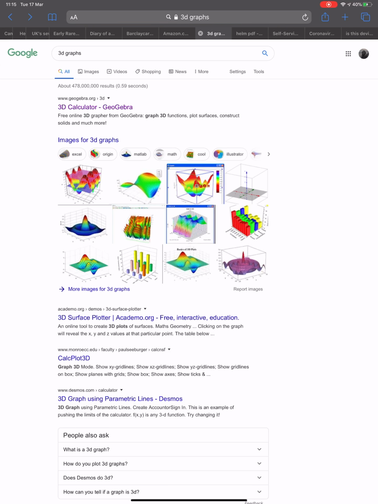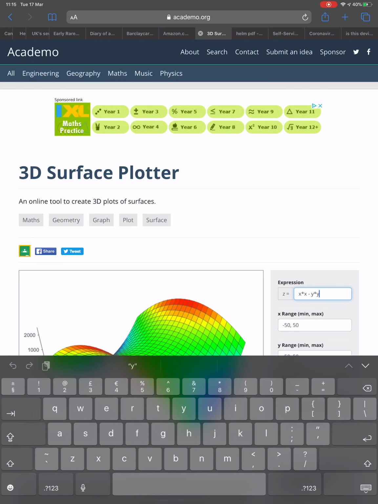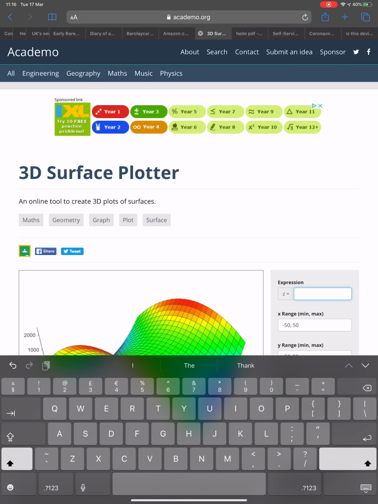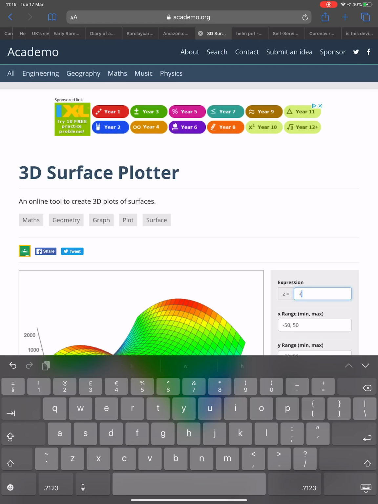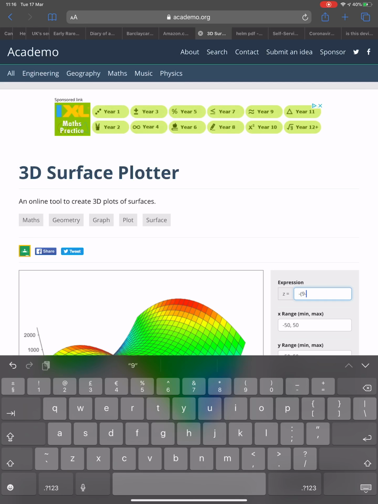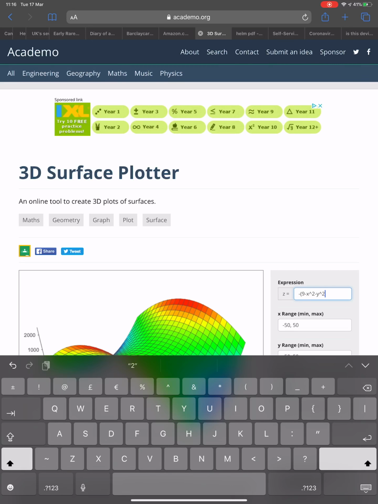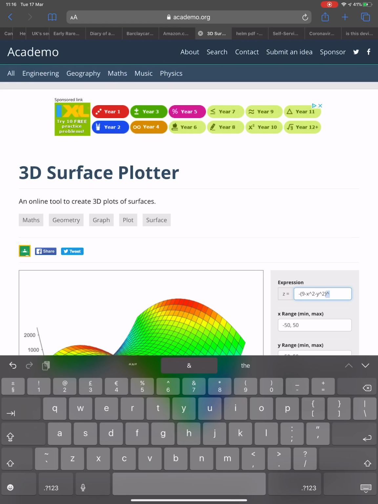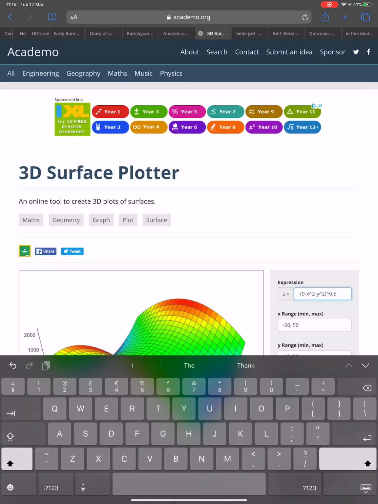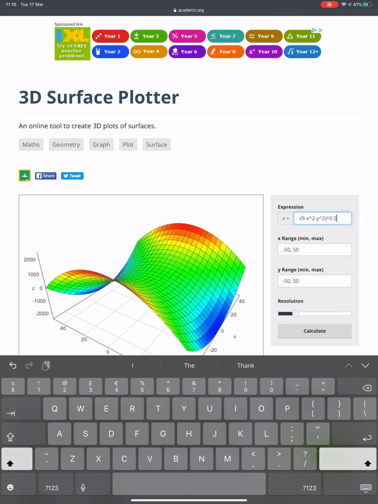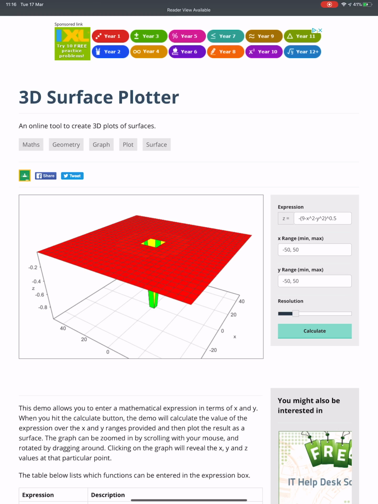3D surface plotter, I'll find one here. Expression, Z equals minus, open bracket, 9 minus x squared minus y squared, to the power of a half, which is 0.5. Okay, calculate. Gosh, what on earth is that?